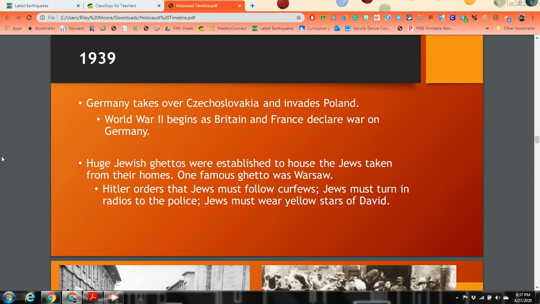And like I said, they had to follow a strict curfew. They were no longer allowed to hold or have radios. And radios is where they got their news from. And if you don't know what's going on, it's very hard to understand how everything's moving and how the things are playing out. And Jews were required now to start wearing that Star of David that I showed you earlier.